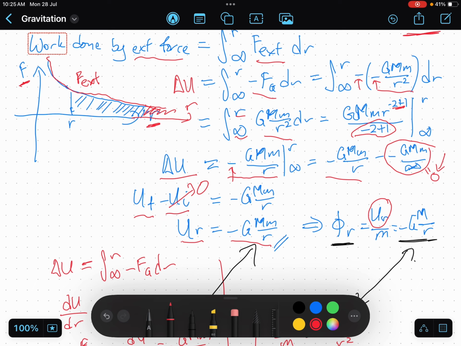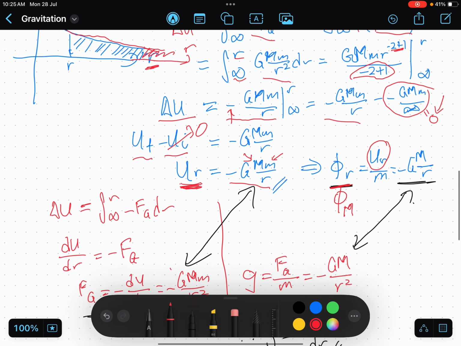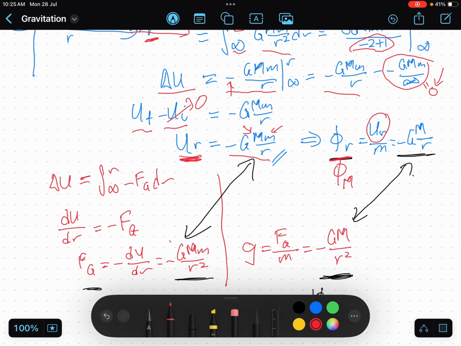So this gravitational potential for the Earth, or you can say this is phi m, capital M, alright? This is the gravitational potential energy of the small mass and the Earth as a system together, alright? Right, now I'll try and link this with one of the generic formulas you have learned in class.